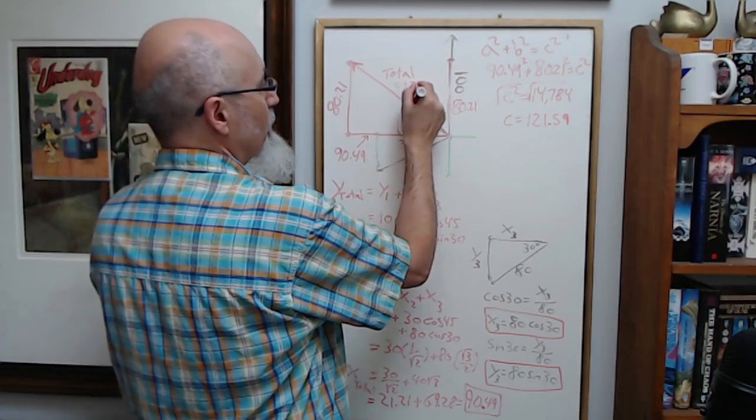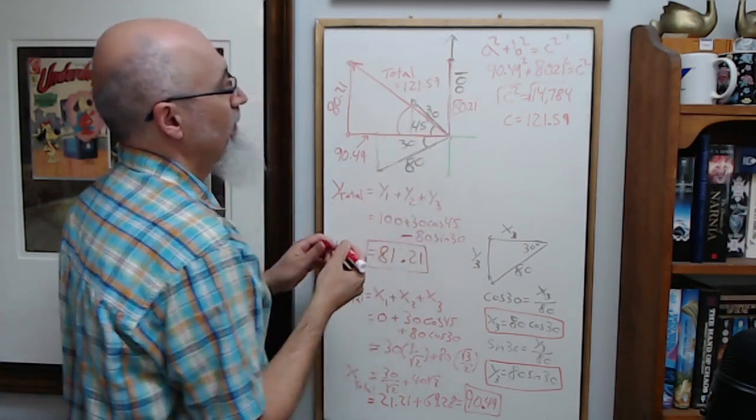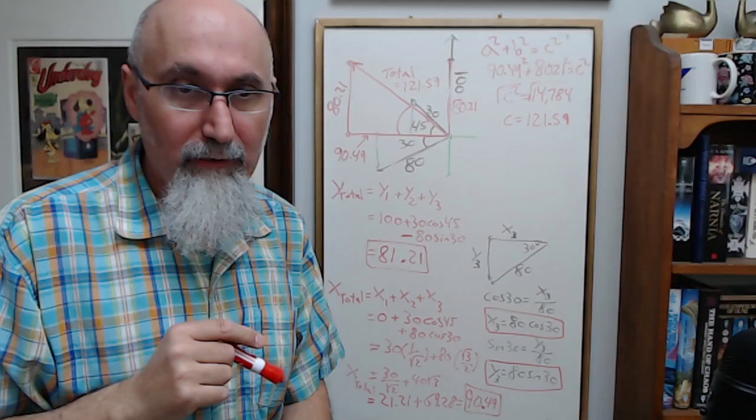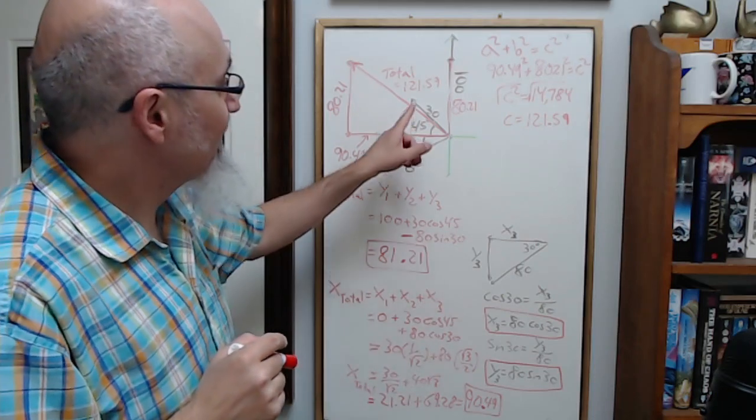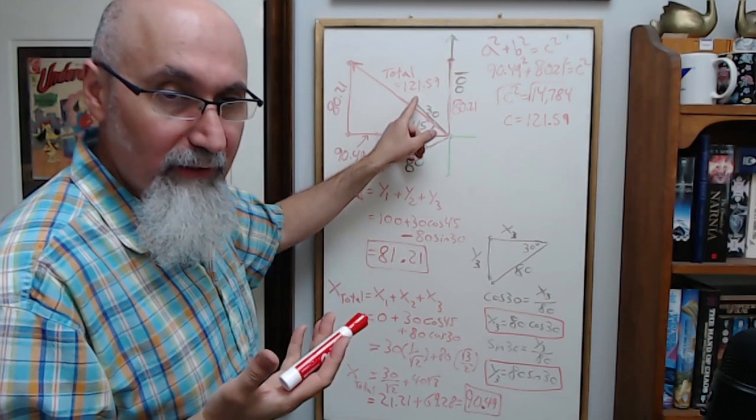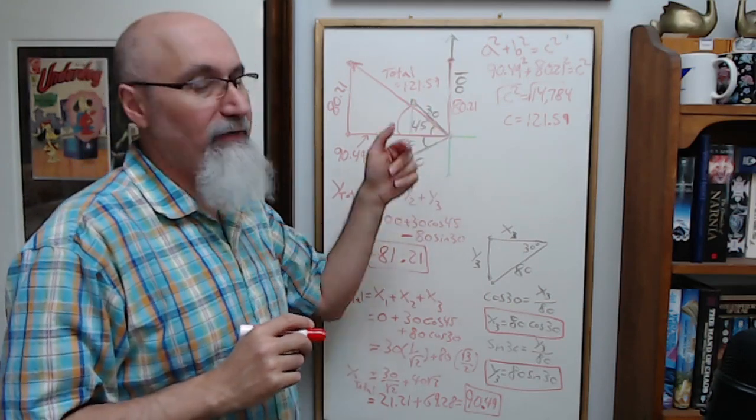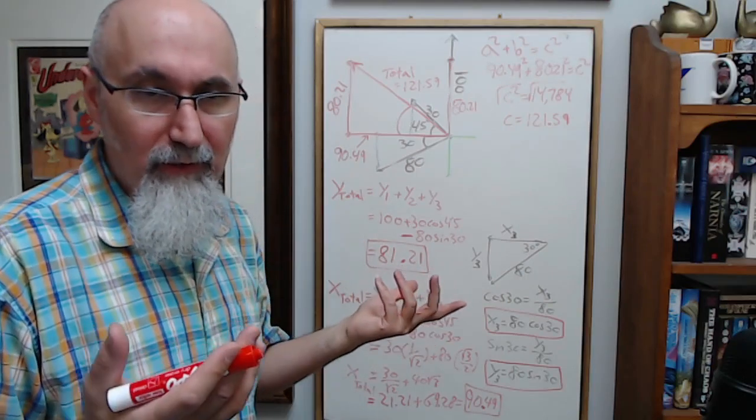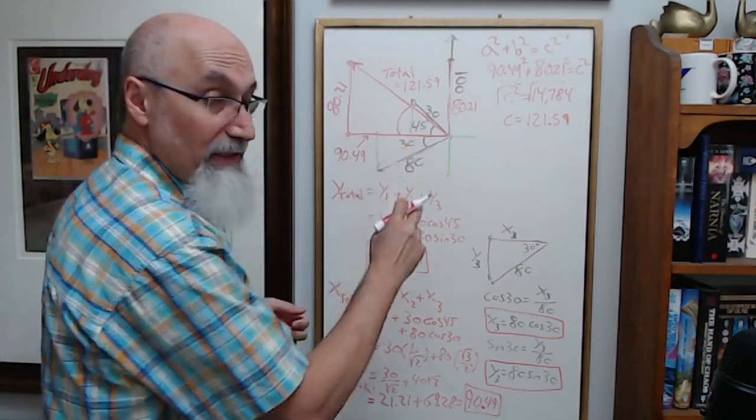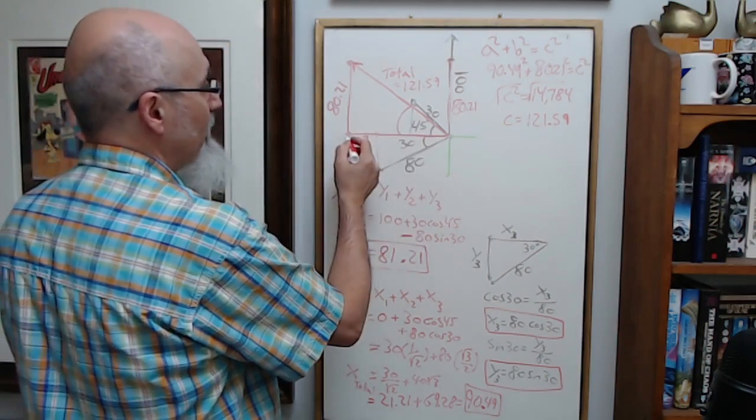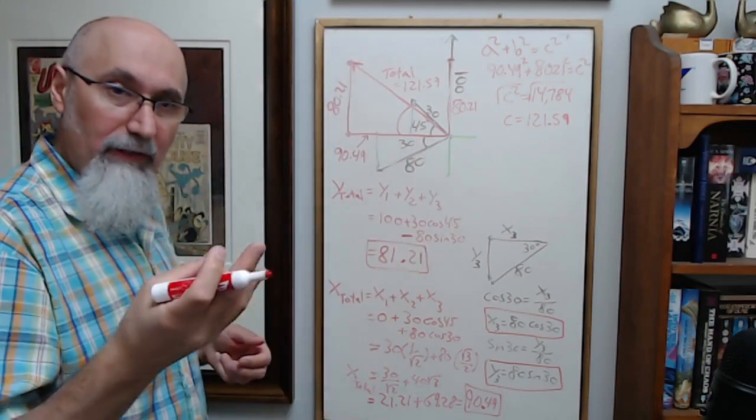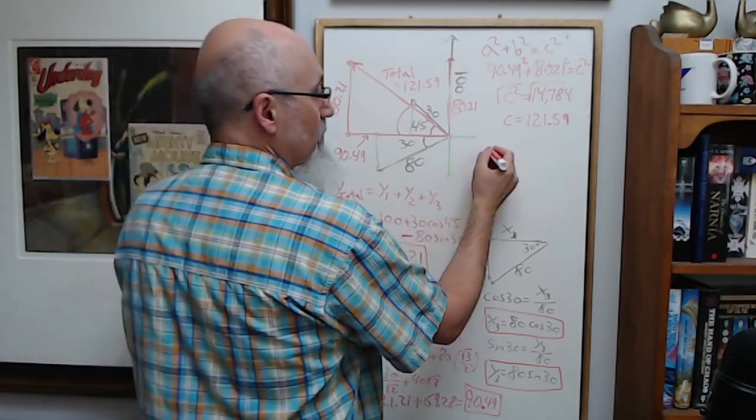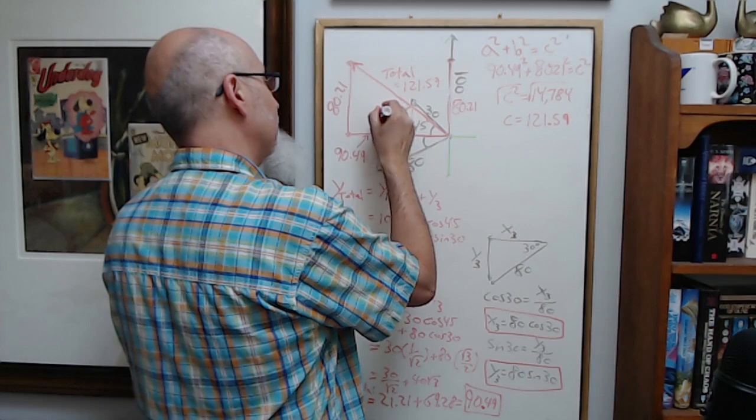Total is 121.59. Cool. We need to find the angle because we're doing vectors, right? We can't just give the scalar quantity, because if we say the answer is 121.59, in which direction? We're talking vectors. So you go back to SOH CAH TOA, sine, cosine, and tangent. You have this length, this length, and this length. You can use sine, cos, or tan. Let's use tan. So tan of an angle, let's call this theta.